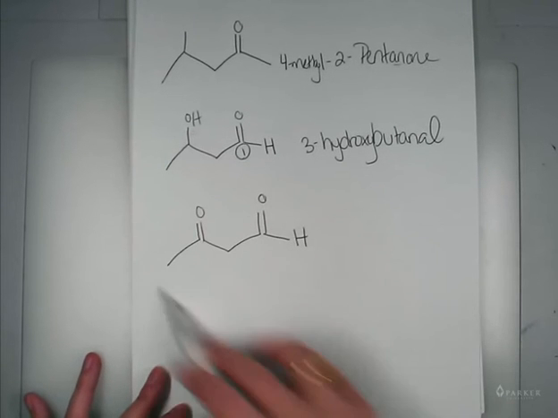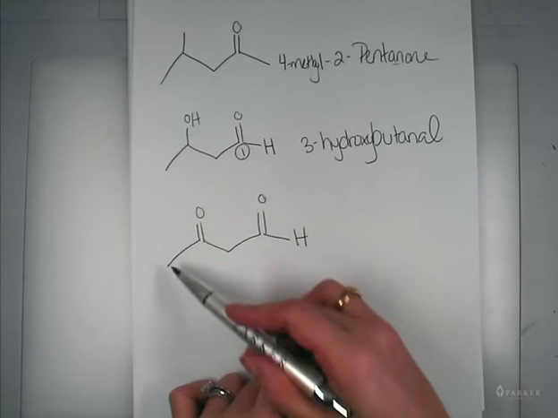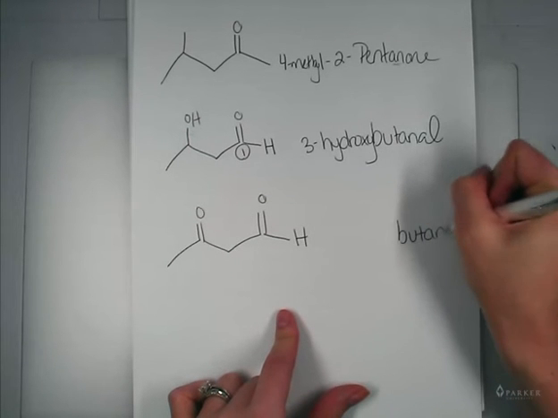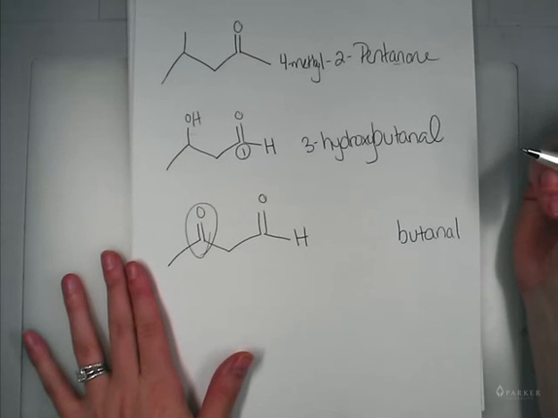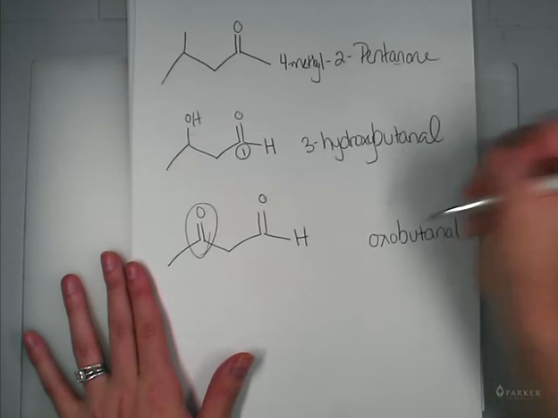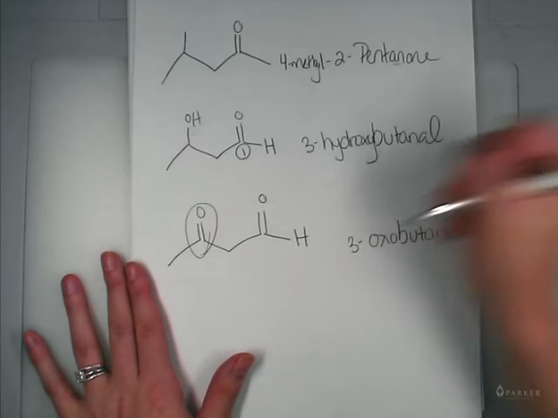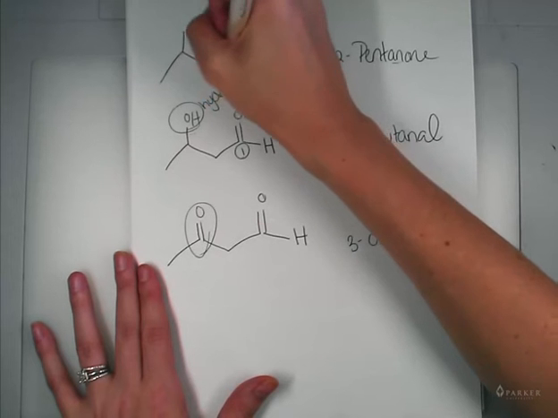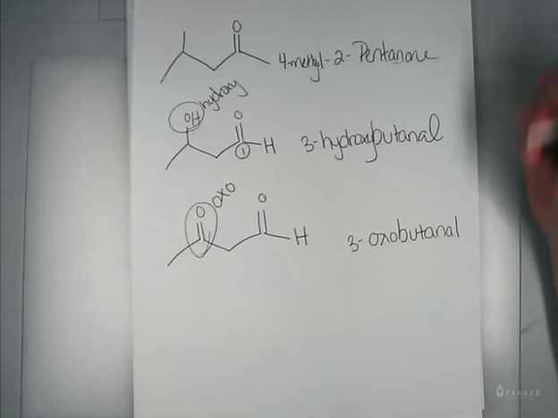And then finally, this last one, how will this one end? With which one? Yeah, -al. So how many? 1, 2, 3, 4. So, yeah, butanal again. And how do we name this part right here? Oxo. And where is that? 1, 2, 3. So an alcohol as a branch is hydroxy, and a ketone as a branch is oxo.